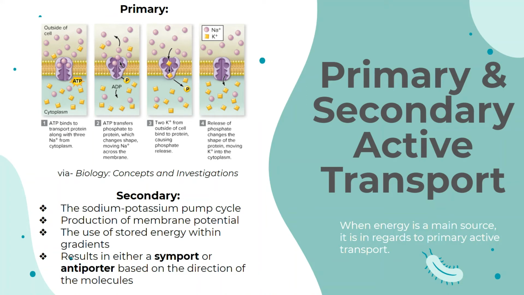However, in secondary active transport, energy is not the main source, because there is the use of stored energy within gradients. This process also includes the sodium-potassium pump cycle as well as the production of membrane potential, and will factor either into a symporter or antiporter based on the direction of the molecules. A symporter is when the molecules are moving in the same direction, while an antiporter is when the molecules are moving in different directions.